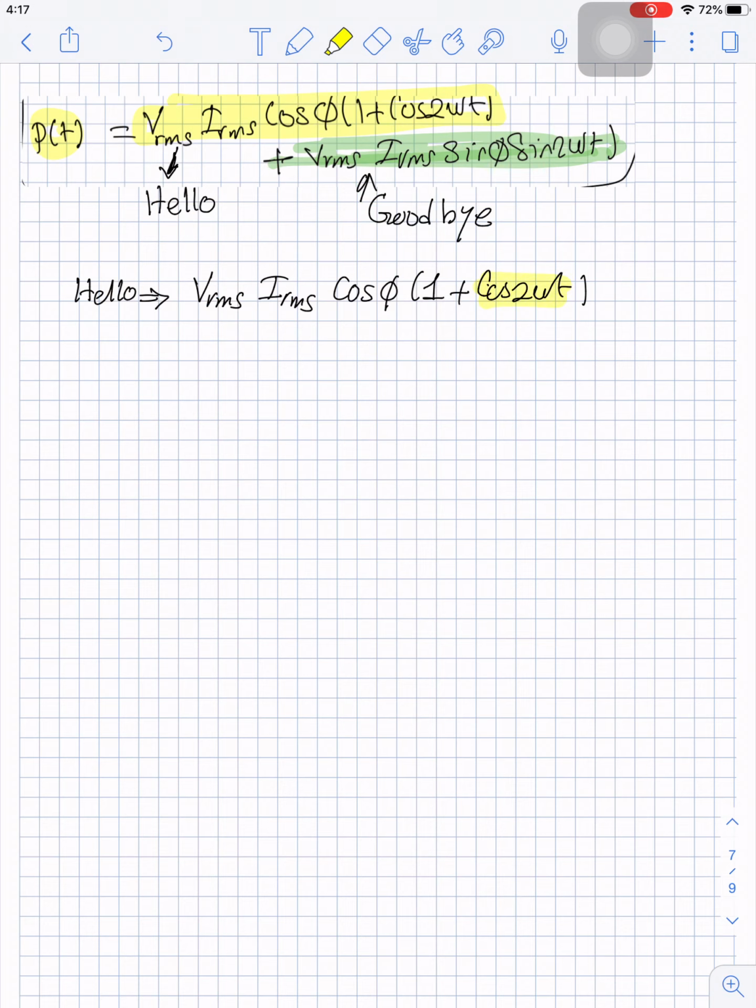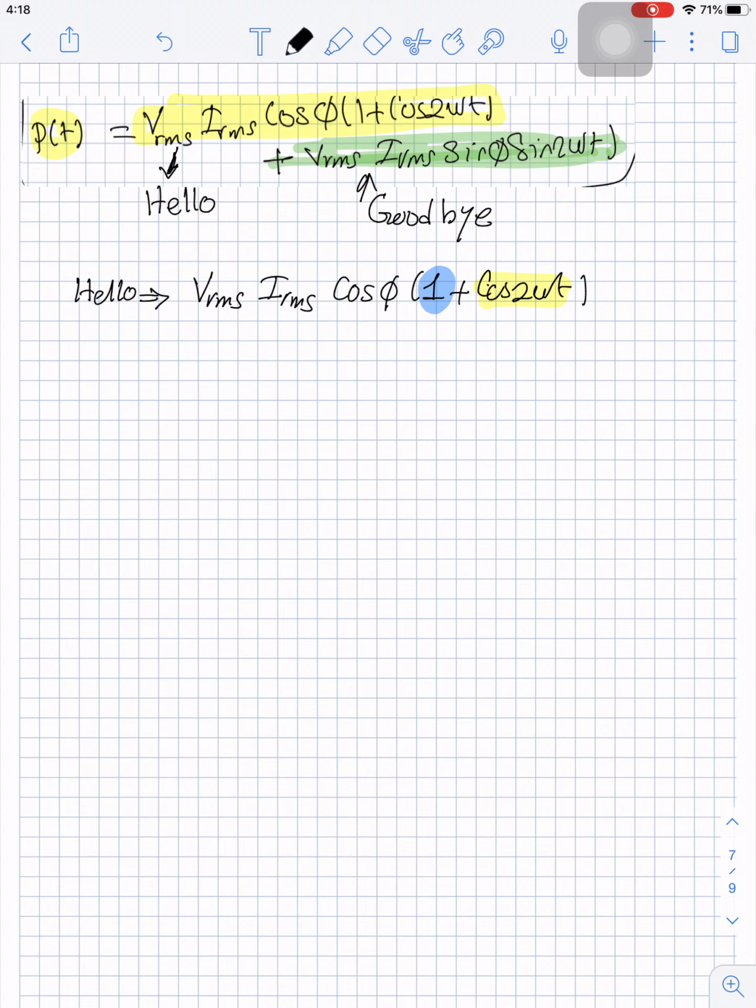Is it a linear function of time or is it sinusoidal? It's sinusoidal, it's a cos wave, and it has double the frequency of the source. Now, if we need to sketch the hello term, will it be a function or constant? It's a function of time, a cos function. Where is the datum? Is it at 0 or is it shifted? So the datum is shifted, and it is shifted by 1. It is added to 1.